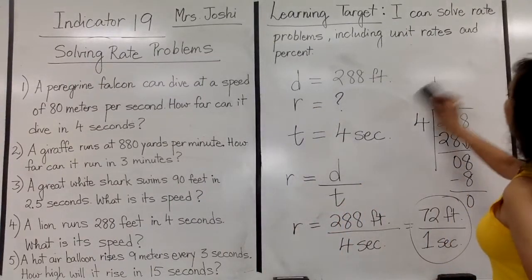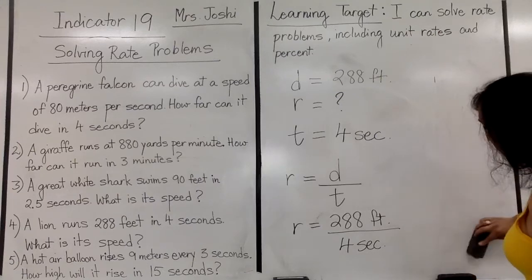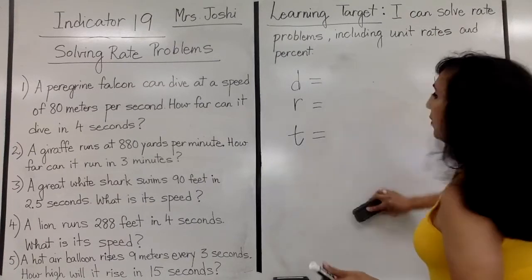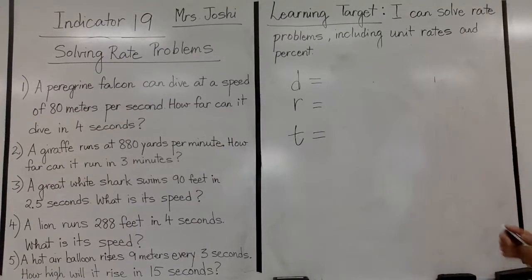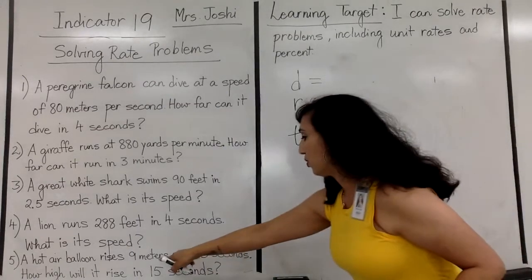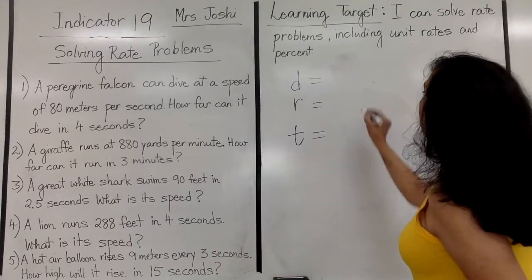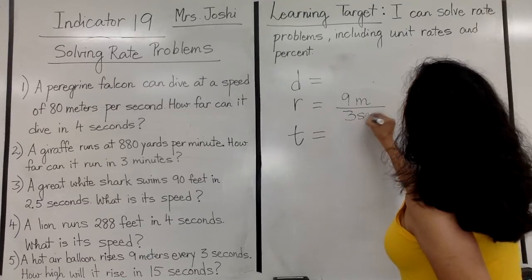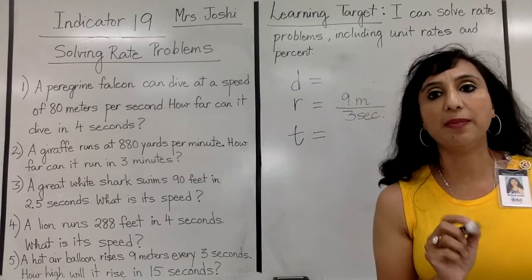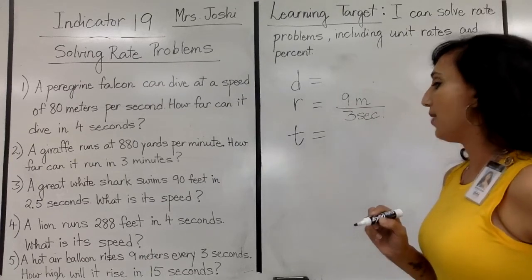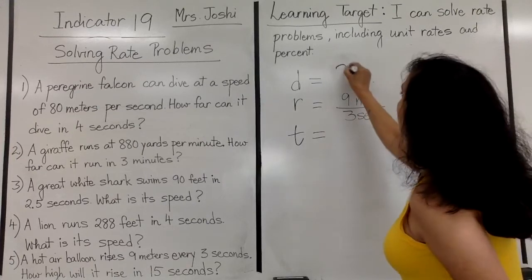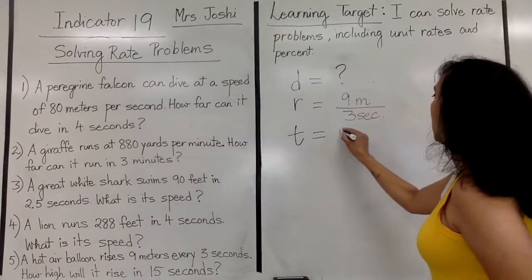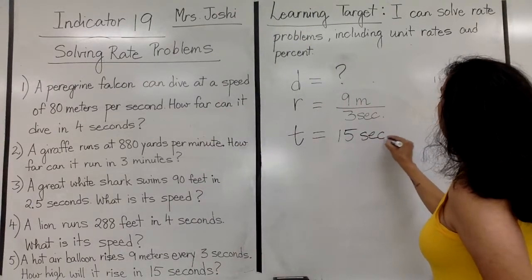But we'll go ahead and fill this out so you can see. A hot air balloon rises 9 meters every 3 seconds. So that is the speed. 9 meters every 3 seconds is the speed of the hot air balloon. And how high will it rise? So that is the distance, because how far is it going to go up? In the time 15 seconds.